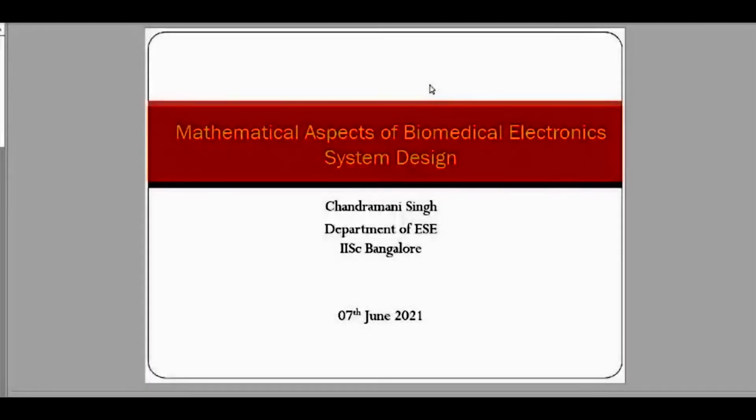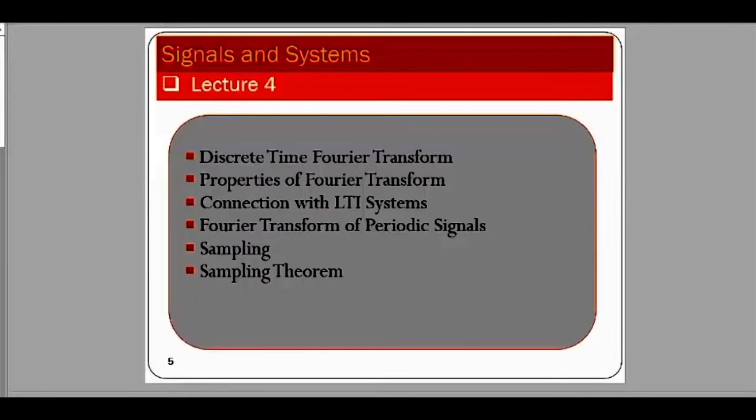Hello everyone, welcome to the fourth lecture of the course Mathematical Aspects of Biomedical Electronic System Design. In this lecture, we will cover discrete time Fourier transform, properties of Fourier transform, connection with LTI systems, Fourier transform of periodic signals. Moreover, we will also introduce sampling and we will see sampling theorem. Okay, so let us begin with the lecture.